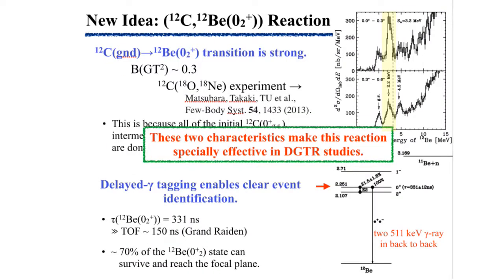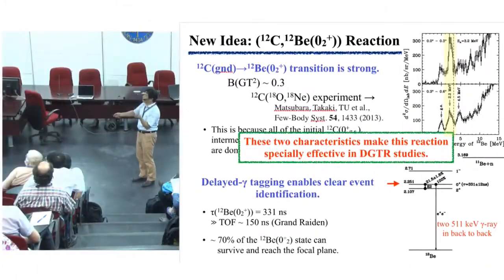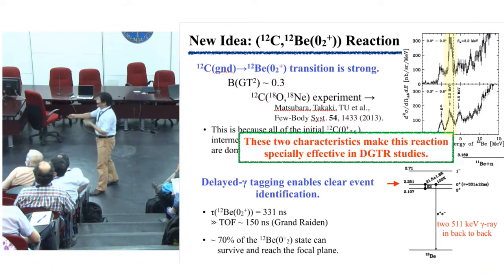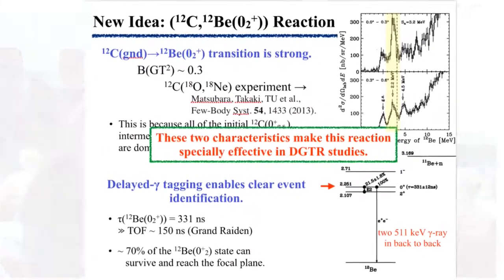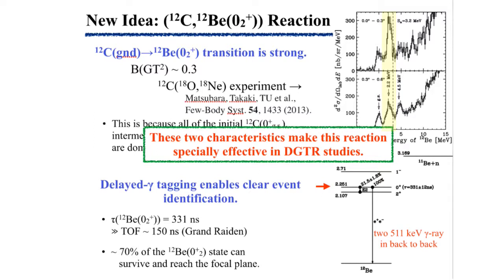What can we do? Quite a good idea came to us quite recently. That is based on the use of the carbon-12 second 0+ state, an excited state. Through another experiment, an oxygen-18, neon-18 double charge exchange reaction on carbon-12, we found that the transition strength to this second 0+ state is large compared to the transition to the ground state.